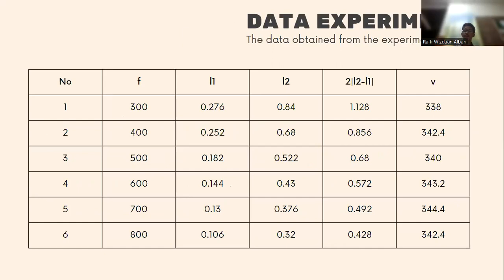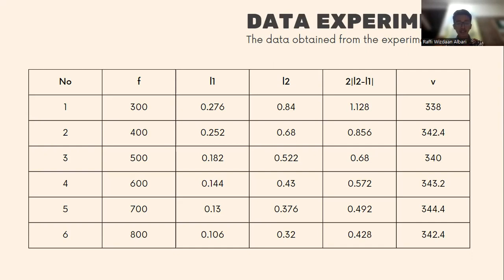Okay, this is the experiment data obtained from the experiment. As you can see on the screen, we have a frequency of 300 Hz. We have length 1 of 0.276 meters and length 2 of 0.84 meters, and the velocity is 338 meters per second.